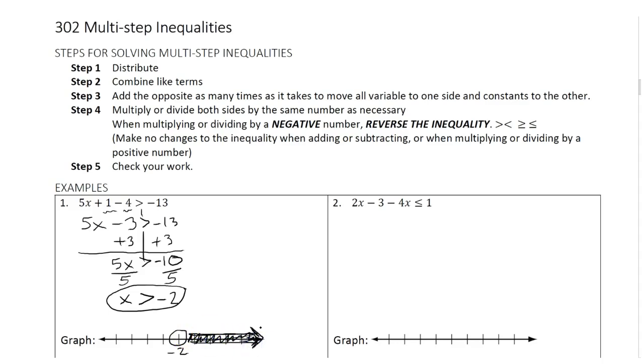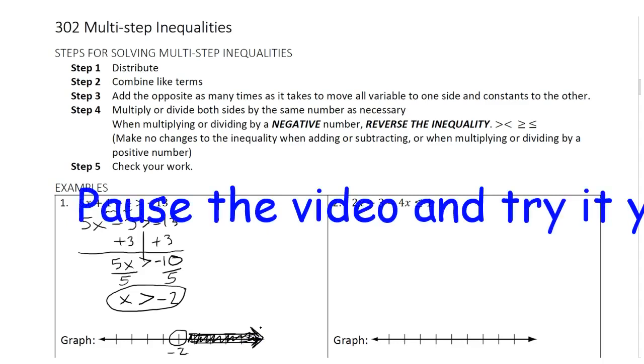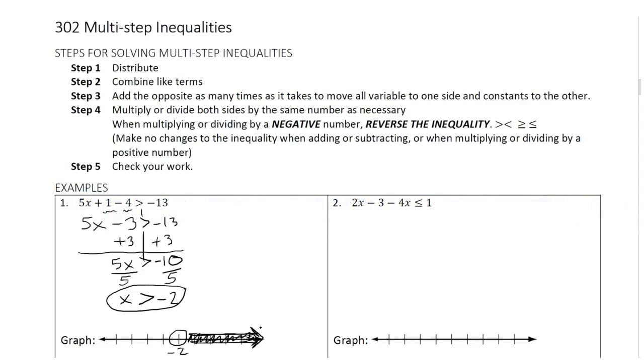Now pause the video and try the next example yourself. Now that you have tried it, check your work. First, combine like terms. 2x minus 4x is negative 2x. So we have negative 2x minus 3 is less than or equal to 1. Now add 3 to both sides of the inequality. We get negative 2x is less than or equal to 4.